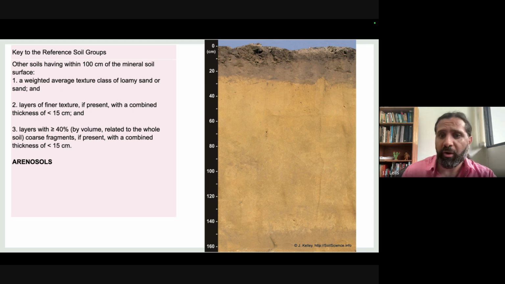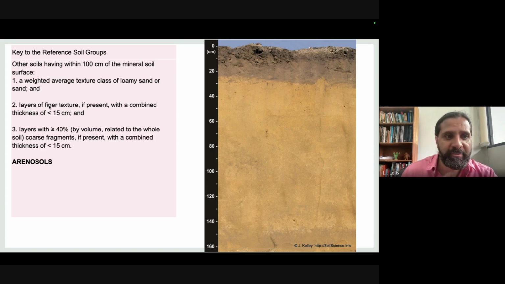Another option of soil with a weak soil formation is the Arenosols. The Arenosols are soils that cannot be classified in the previous RSG, and they register in the first 1 meter below the soil surface an average texture class of loamy sand or sand. So they register a sandy texture, a dominance of sandy texture. So all these horizons or layers should register a dominance of sandy texture, okay?